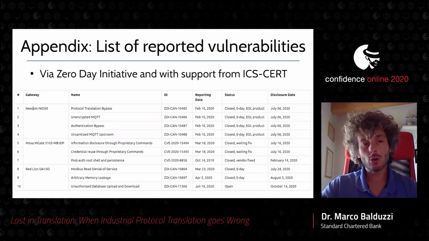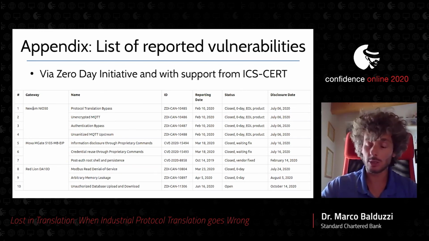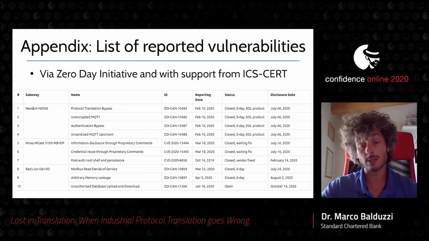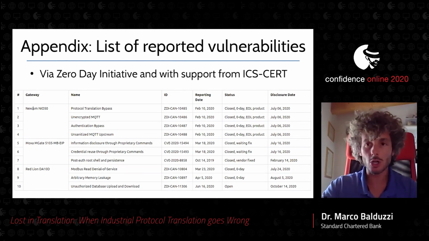So thanks to this research, we released different vulnerabilities. And now we are at the number of 10 that we disclosed via ZDI. Some have been closed. They are actually 0 days. They are not going to be patched. Some others are being patched. Some others are going to be patched. Some are still open. So there is a bit of everything. I want to thank ICS CERT for collaborating with us on this research.